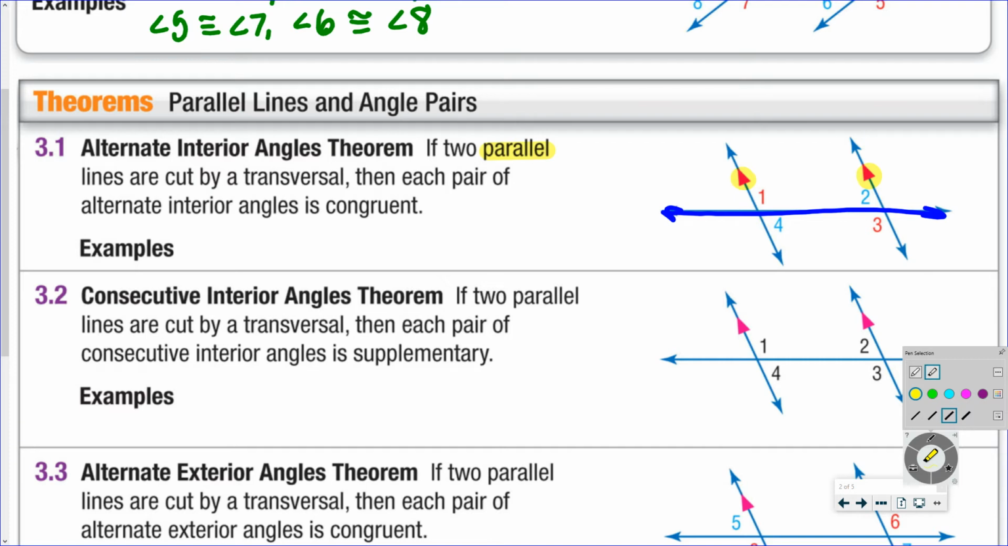Each pair of alternate interior angles are also congruent. Okay, so I only labeled the interior angles for you. Remember, interior means inside the two lines. Alternate interior means opposite side of the transversal. So in this example, 1 and 3 are alternate interior angles. They are congruent. They have the same measure. And so do 2 and 4.